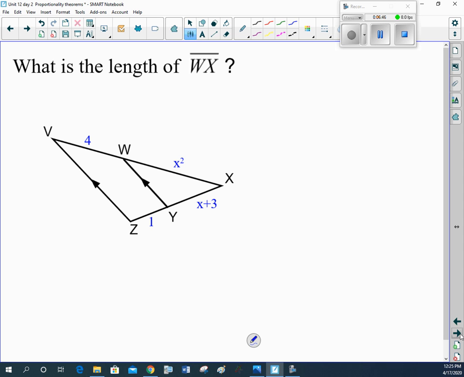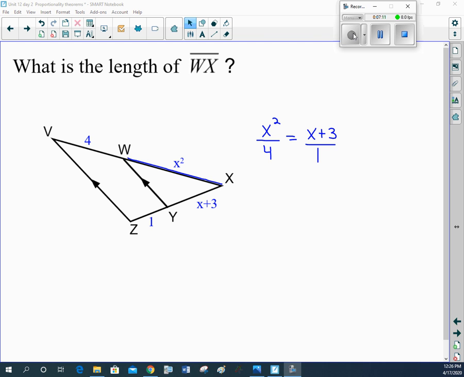So we're trying to figure out what WX is. WX is on the outside here, so I think I'm going to use that proportionality theorem. So I'm going to compare x squared is proportional to 4, and x plus 3 is proportional to 1. Okay, so that means then that we have x squared equals 4x plus 12.